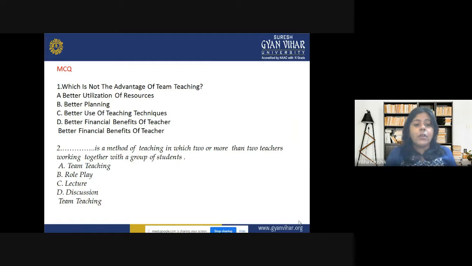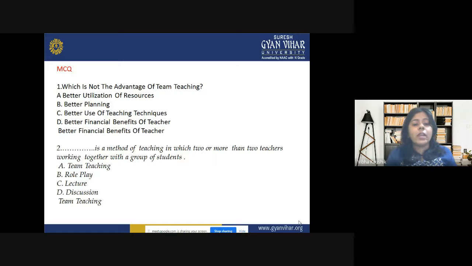Now the second one, dash is a method of teaching. Means that method of teaching in which two or more than two teachers are working together with a particular group of students.